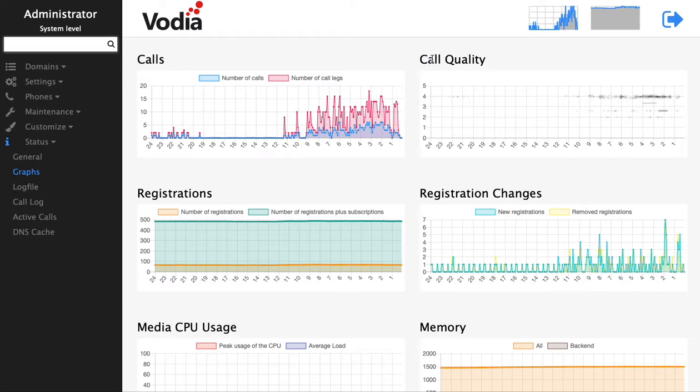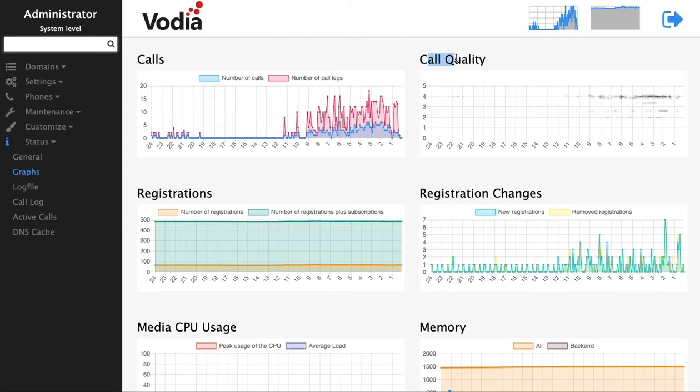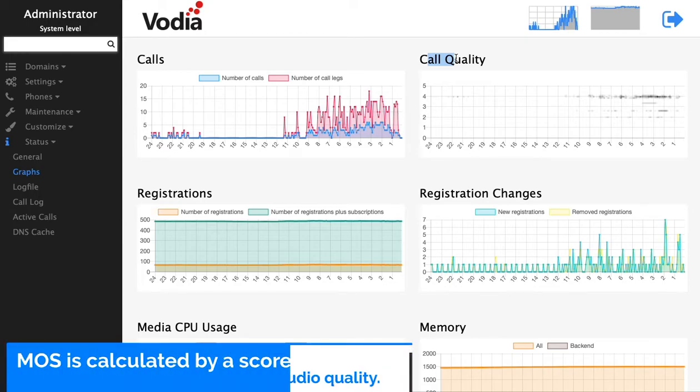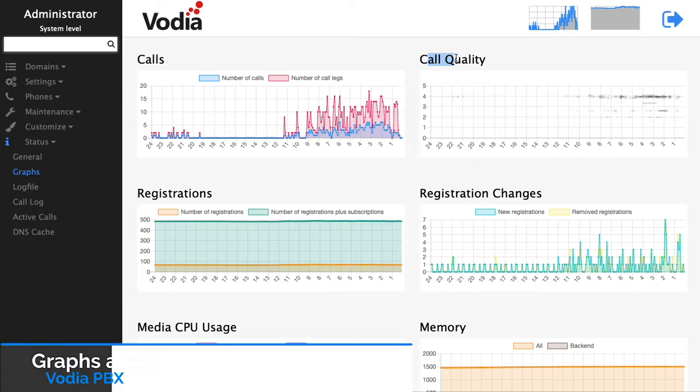The next one is the call quality, because obviously we want to make sure that the calls sound good, and we're using something called mean opinion score, MOS, for that, which is a number between 1 and 5. 1 means it's very bad, essentially smoke signals, you can barely hear anything. And 5 means that we have CD quality, absolutely crystal clear audio. And we're showing that over the past 24 hours.